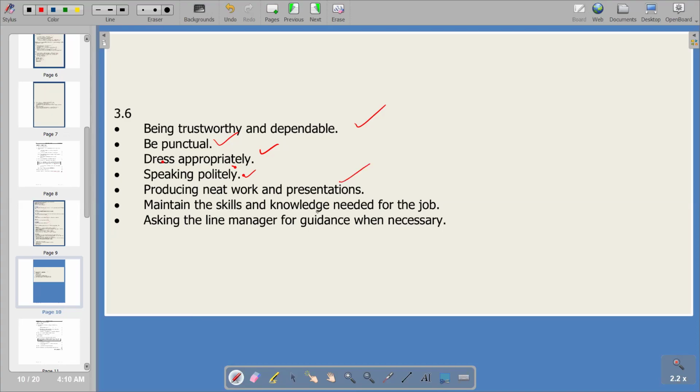Then there is producing good work and presentation. You cannot be a professional person when you don't even know how to do your job. So basically that's what we have. Then asking the line manager for guidance when necessary. Very important. So those are the points that we have.